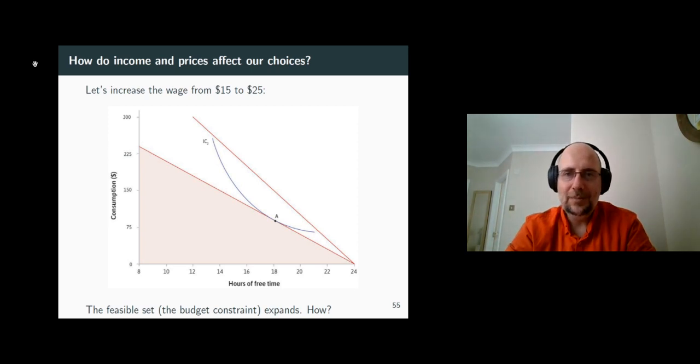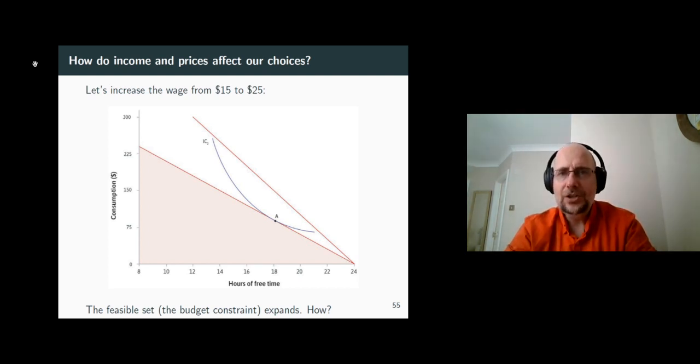Combinations of free time and consumption, which were unattainable before, suddenly become part of your feasibility set. This means something you have craved before as unattainable may not even be desirable now. And all this because a single price has changed.